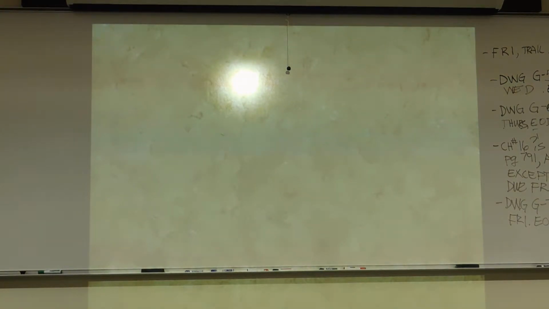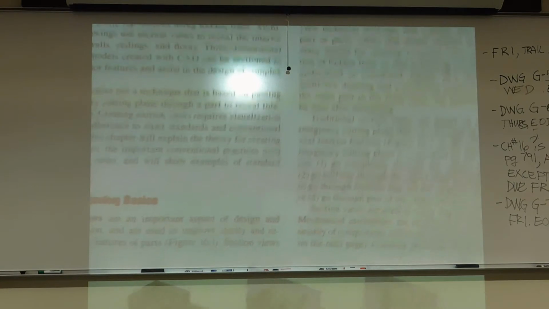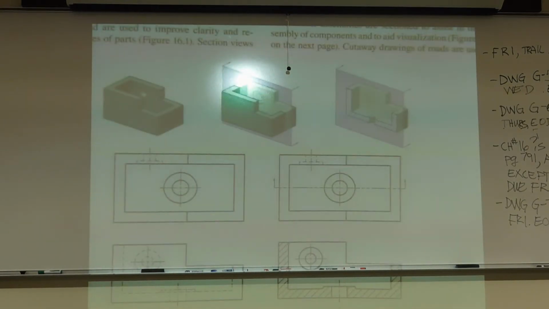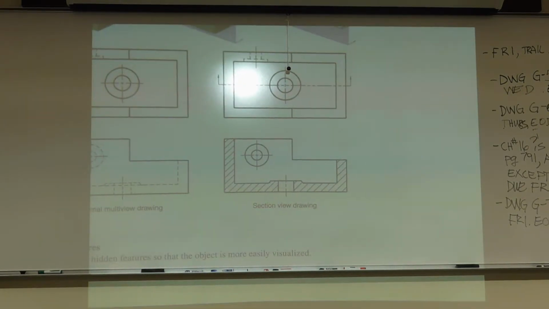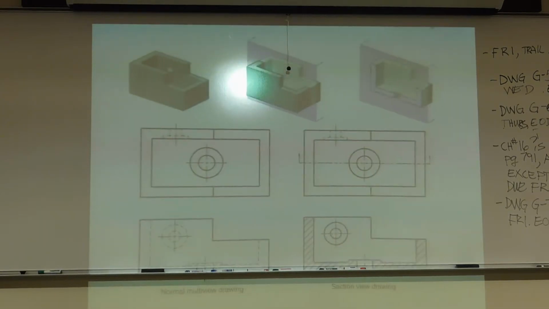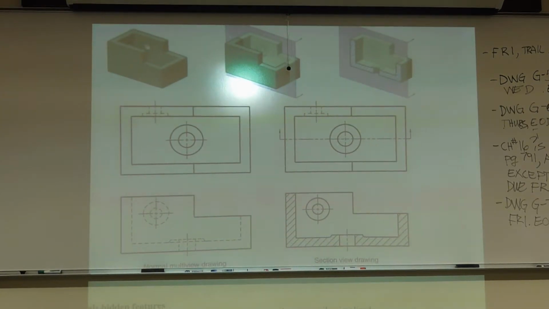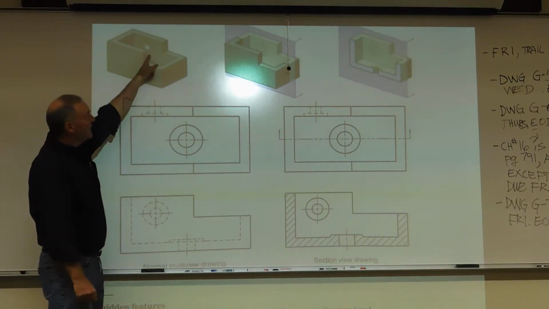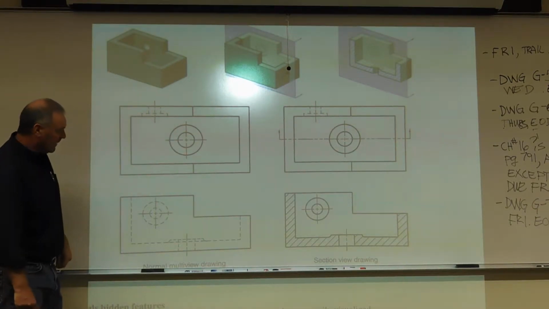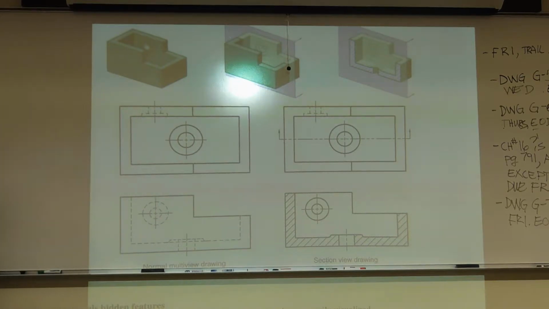I'll go to figure 16.2. It's on page 761. This little object right here is compared and contrasted with standard orthographic projection versus sections. So here we have some object, it's kind of hollowed out, it's got a hole in one side and a hole in the bottom with a little boss on it.